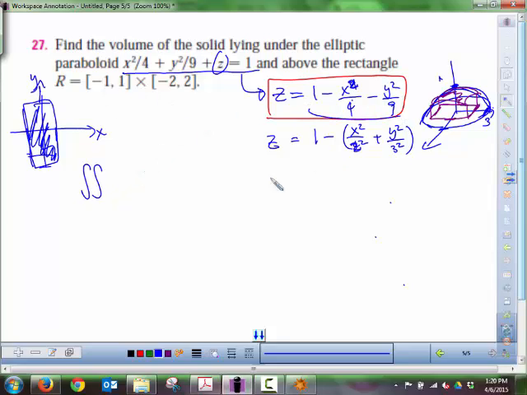So this is my function that I'm going to put in. I have a 1 minus x squared over 4 minus y squared over 9. And if I want to integrate with respect to y first, my limits are going to go between -2 and 2, because these are my y values. And then my x is going to go from -1 to 1.